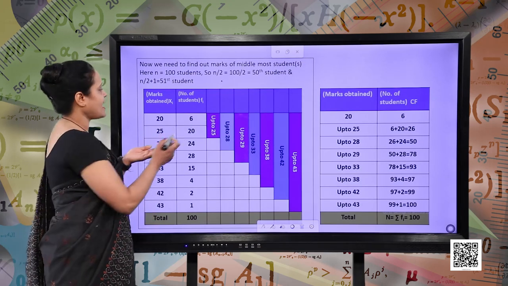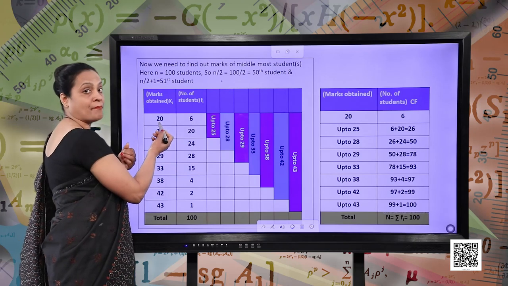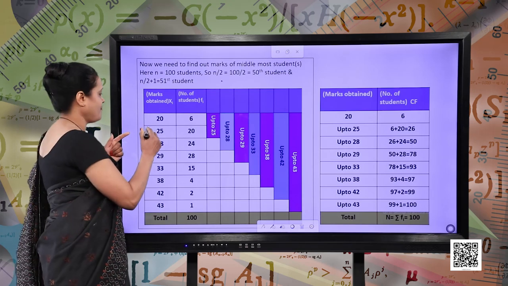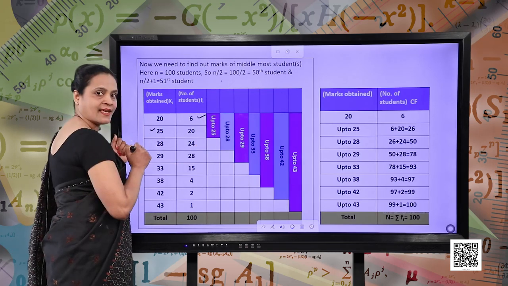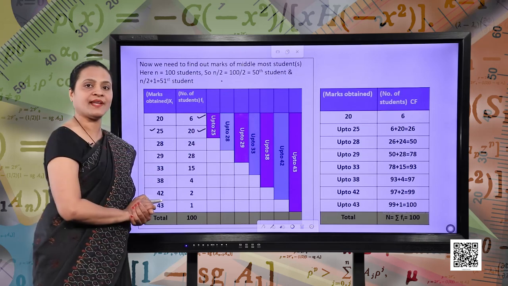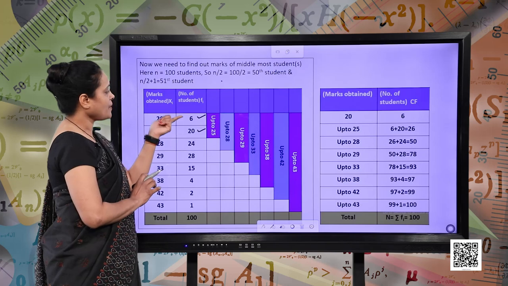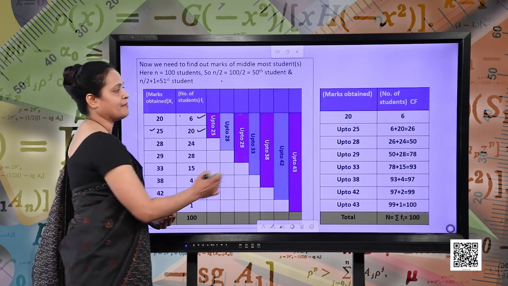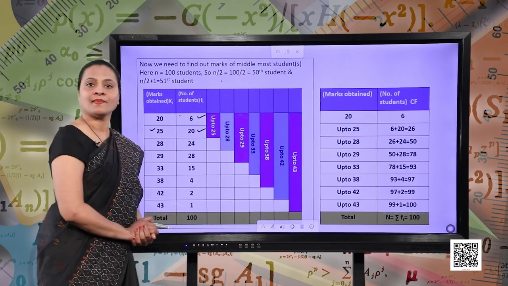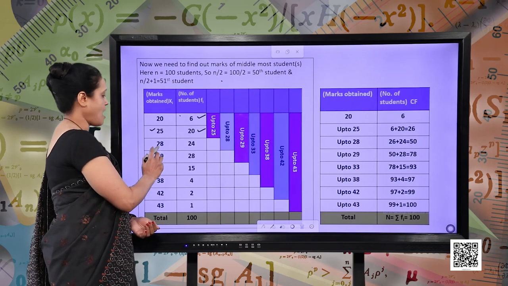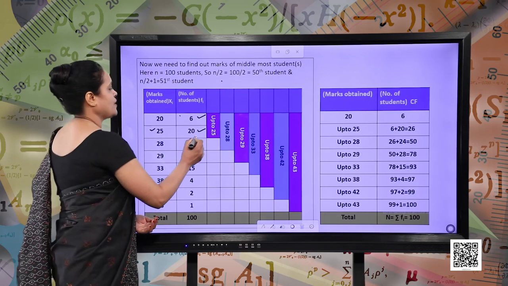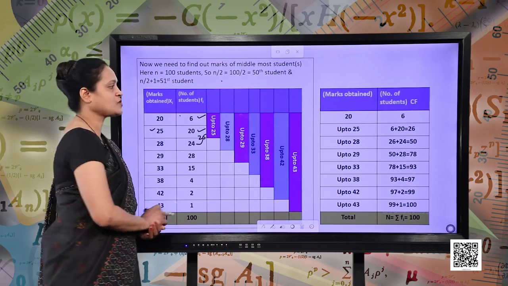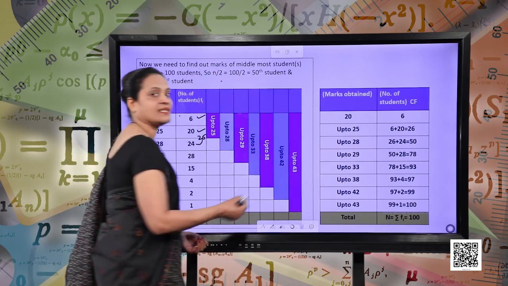Here, you can see that there are 6 students who have scored marks up to 20. How many students have scored marks up to 25? These 6 students as well as these 20 students. So a total of 20 plus 6, that is 26 students, have scored marks up to 25. Then how many students have scored marks up to 28? Then 26 plus 24. That is a total of 50 students who have scored marks up to 28.